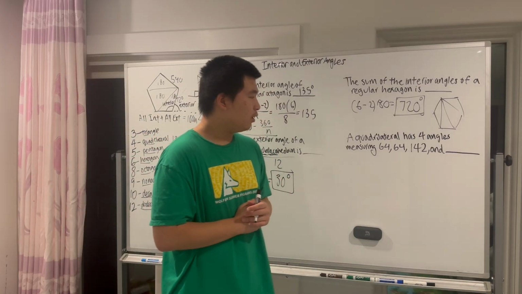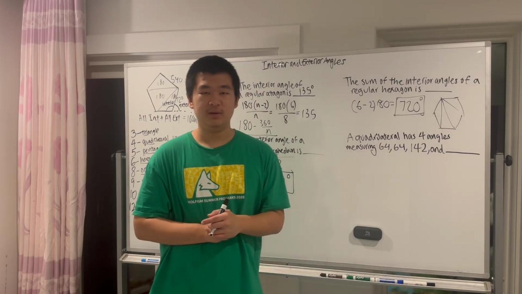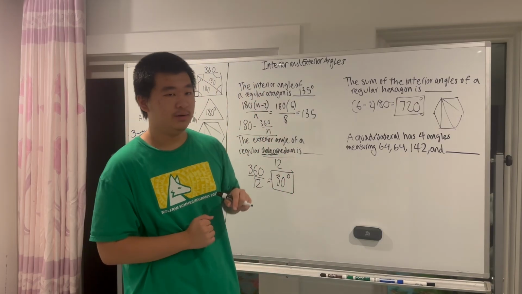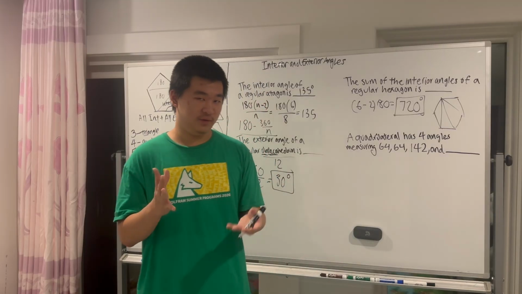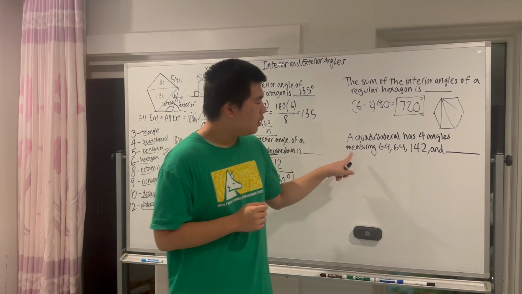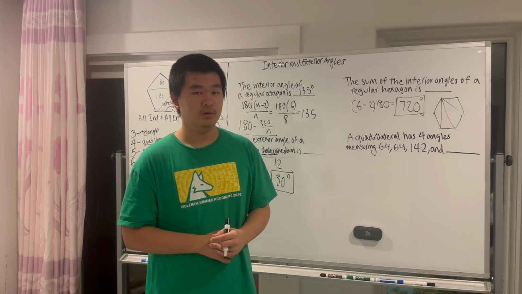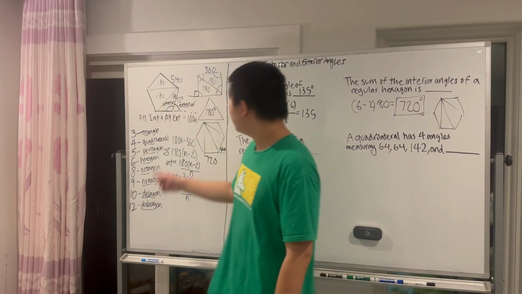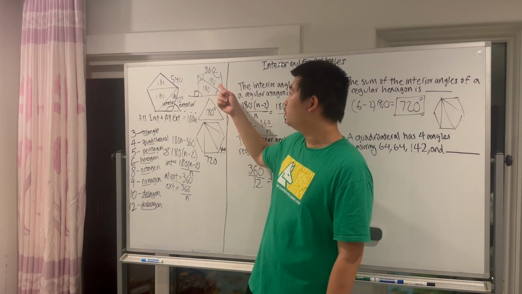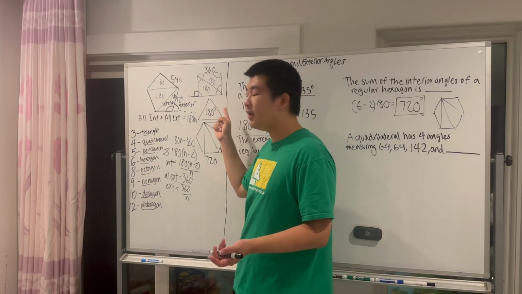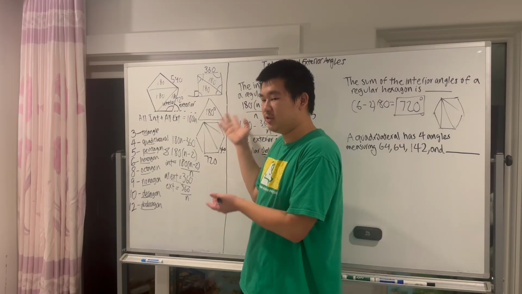Last question. A quadrilateral has 4 angles measuring 64, 64, 142, and blank. So this is not interior and exterior angles, but this is also a special kind of problem that I don't think deserved its own video. Because what this uses is the fact that the sum of the angles in a quadrilateral is 360 degrees, which again is another thing that we showed right here, right? If you divide a quadrilateral into just 2 triangles, you can see that the sum of all the angles is just going to be 180 plus 180, which is 360.